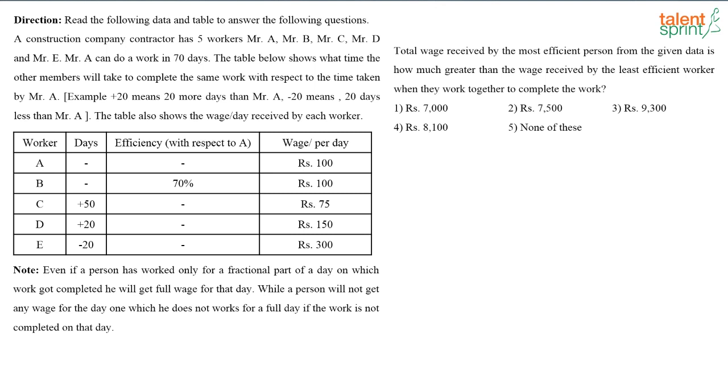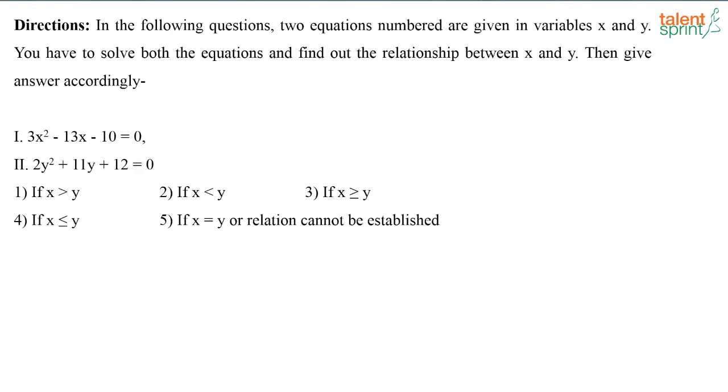Now what are they saying in this question? The total wage received by the most efficient person from the given data is how much greater than the wage received by the least efficient worker when they work together to complete the work. See, we know the most efficient person is E and the least efficient person is C. Now in the first question, if you remember, we found out that if E and C are working together, they will finish the work in how many days?